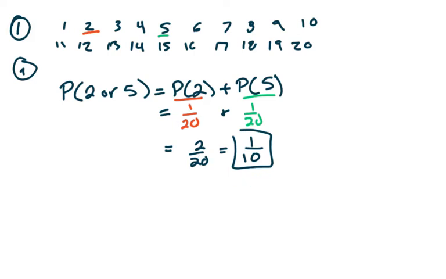Now part B wanted us to find the probability that we land on a multiple of 2 or a multiple of 5.